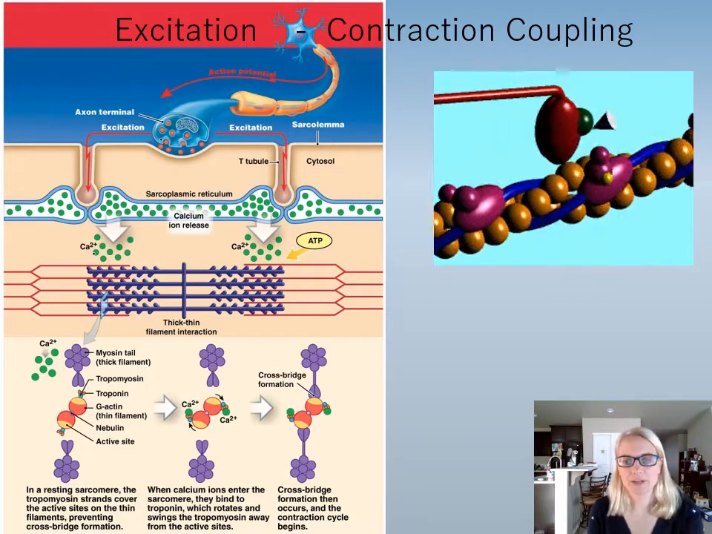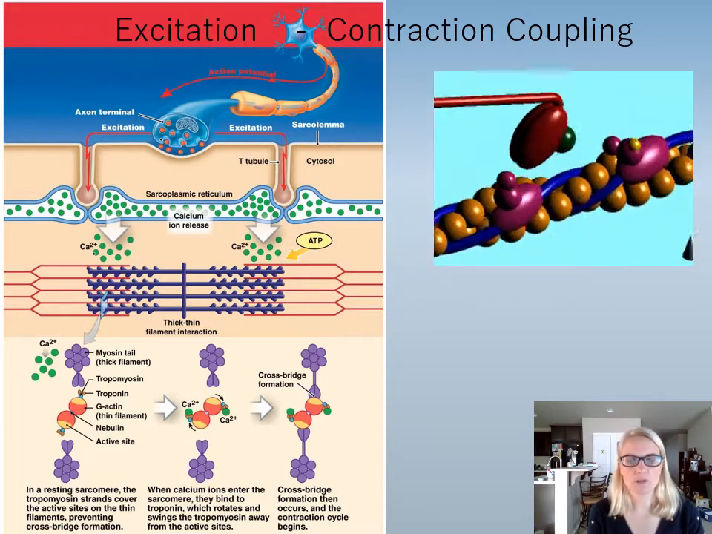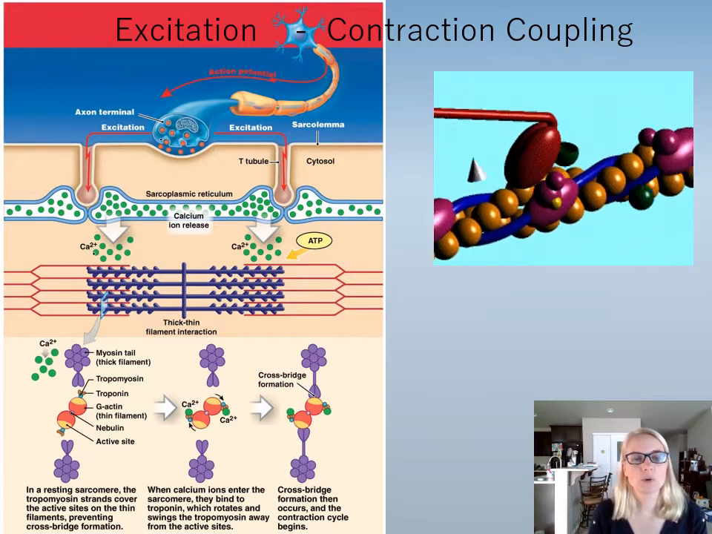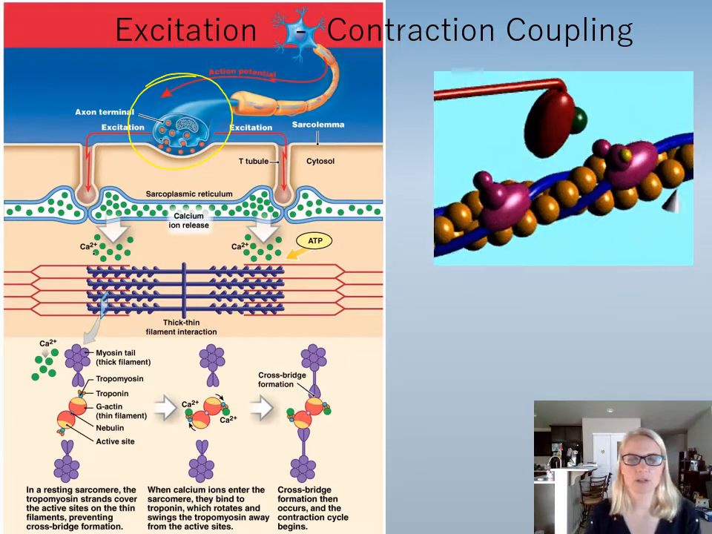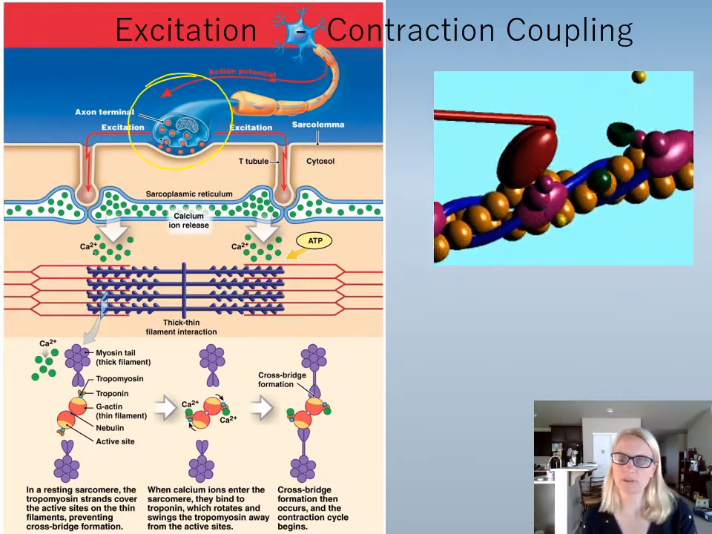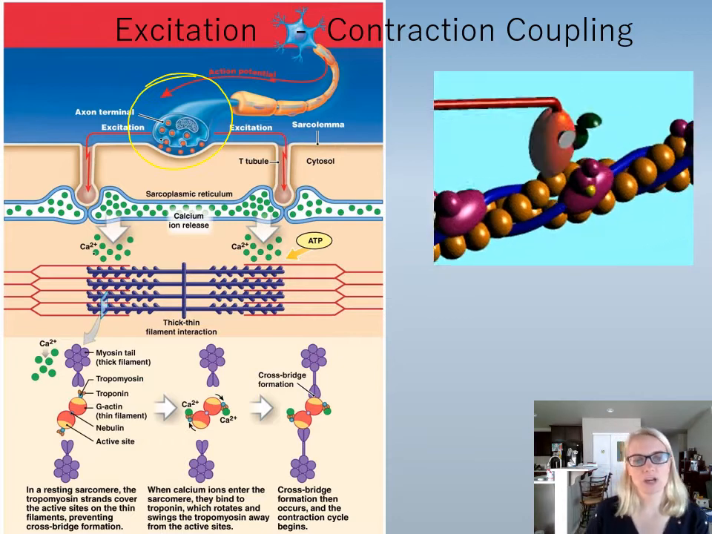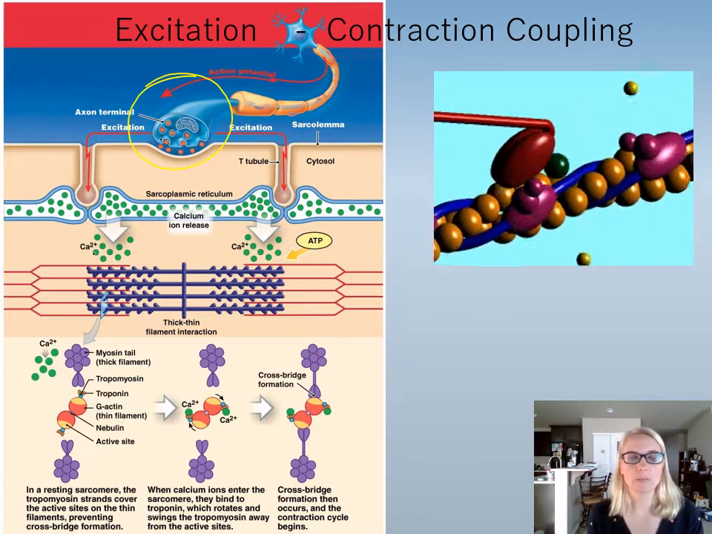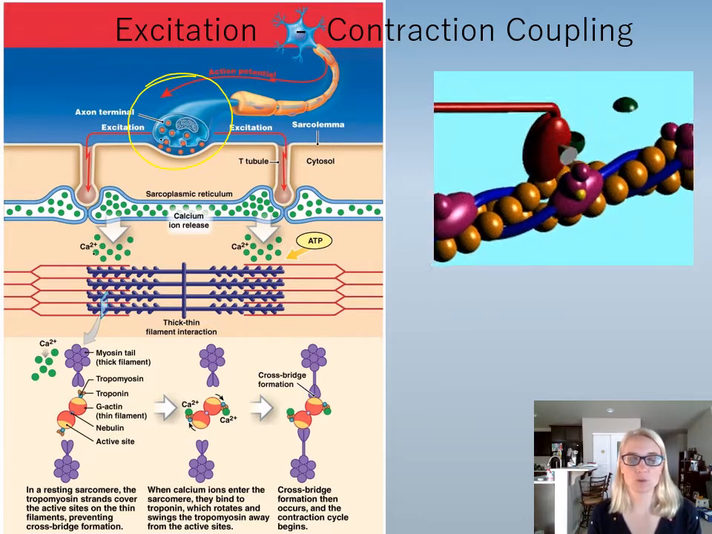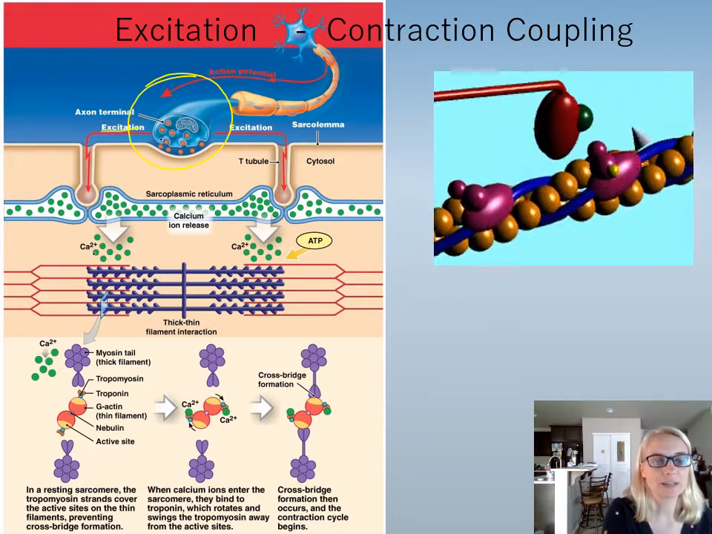So here I have a little GIF that's running up in the corner, so hopefully that's not too distracting for you. So here's what we just did, right? Here's the excitation part of the excitation-contraction coupling piece. So the action potential runs down the neuron, we release the acetylcholine, we allow the sodium to rush in, and now we have this excitation.